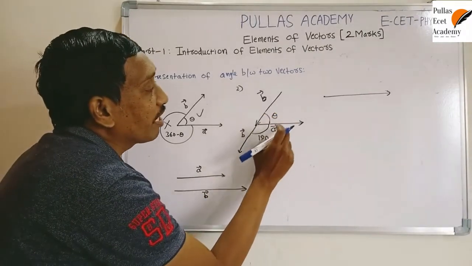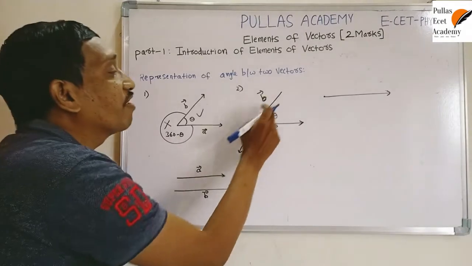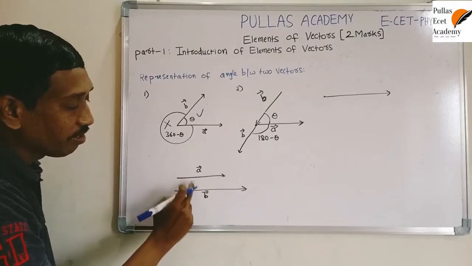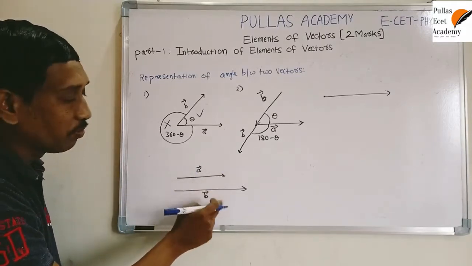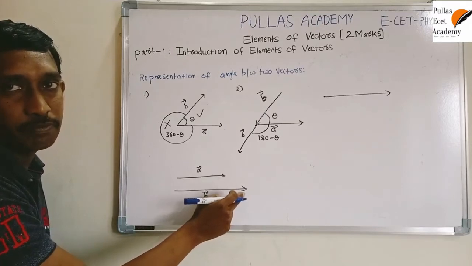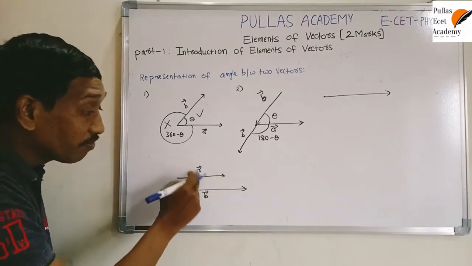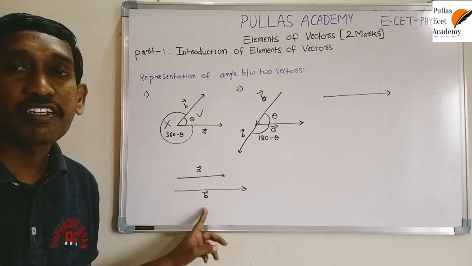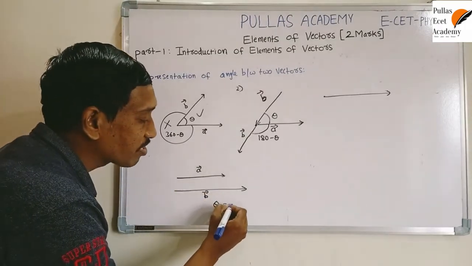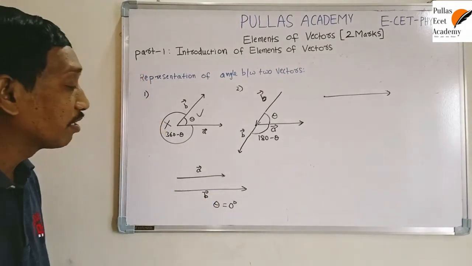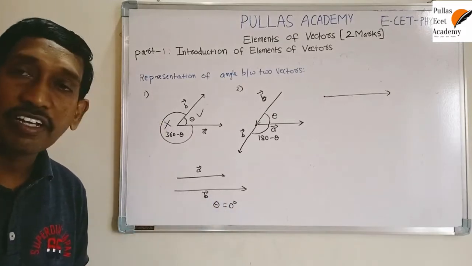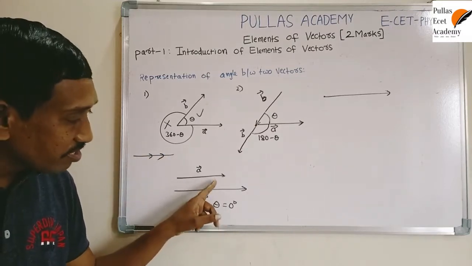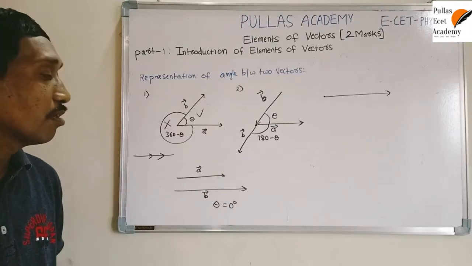What is the angle between a bar and b bar vector? 180 minus theta. Okay? Suppose two vectors are given like this. From these two vectors we understand they are in the same direction. If they are in the same direction, that is called parallel to each other. The angle between two parallel vectors is always considered as 0 degree. If two vectors pass along the same straight line, that is also 0 degree. Otherwise, if they are in the same direction like this, that is also parallel.